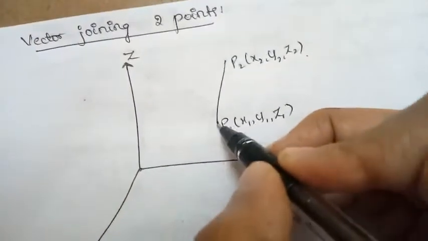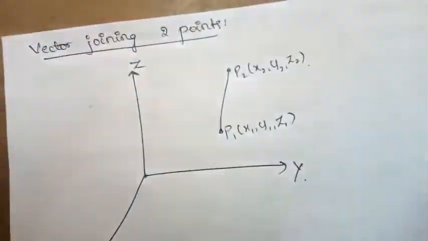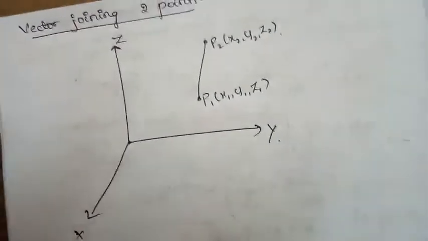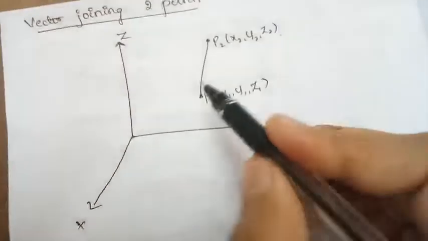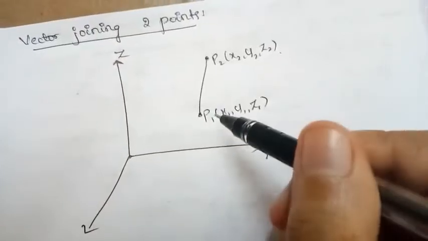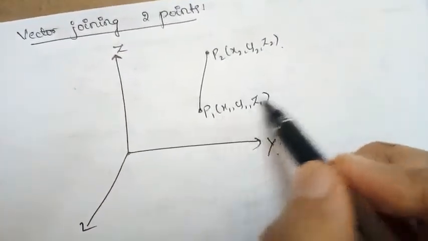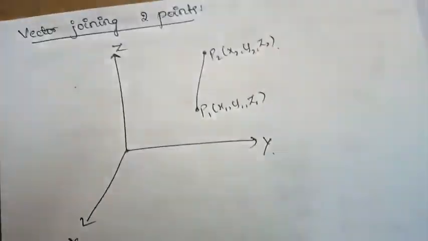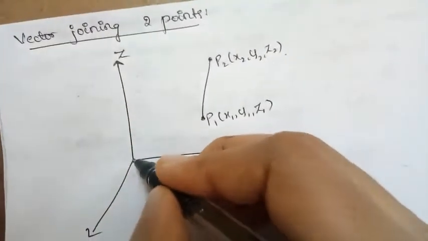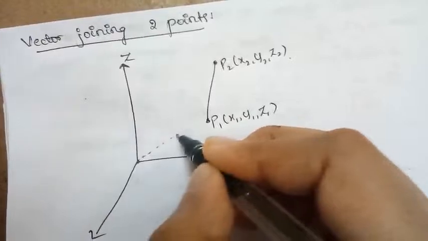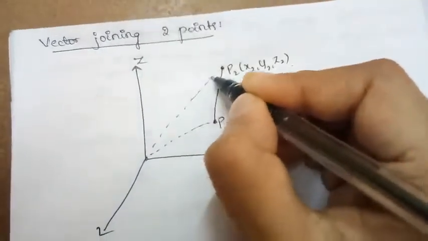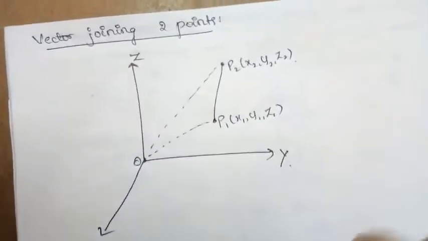Let us consider 2 points. I am going with the same labeling as mentioned in your NCERT textbook so that you will not get confused. Let the 2 points be P1 and P2, where the coordinates of P1 are x1, y1, z1 and the coordinates of P2 are x2, y2, z2. Now I am joining point P1 and point P2 with the origin O.